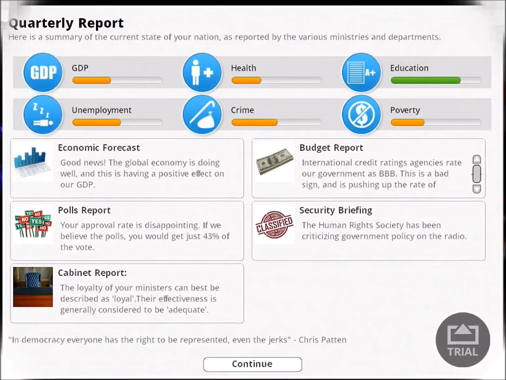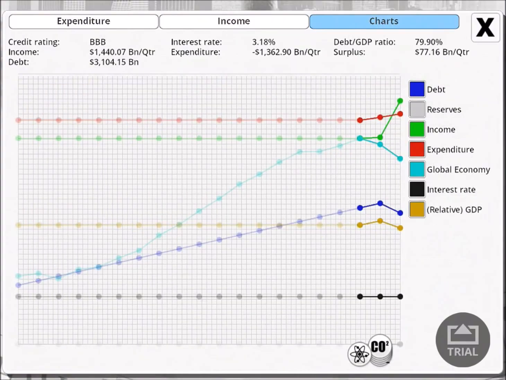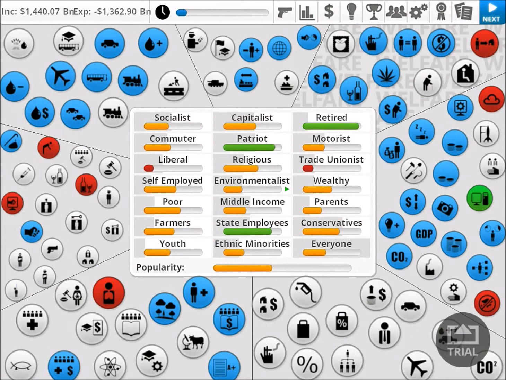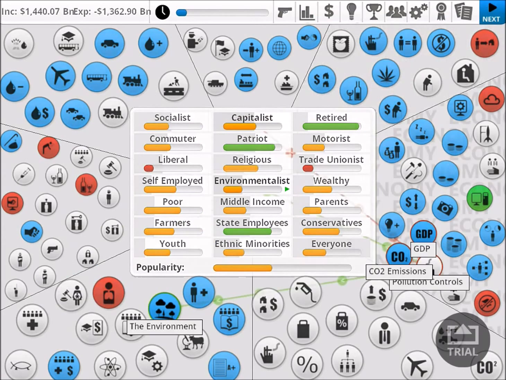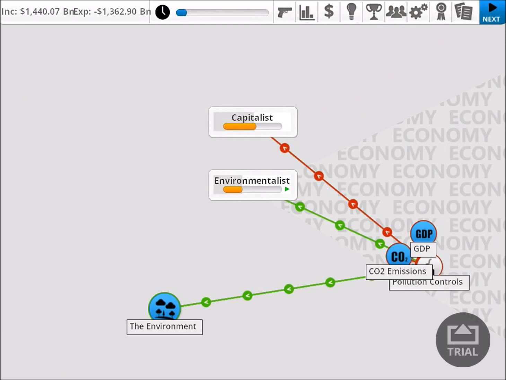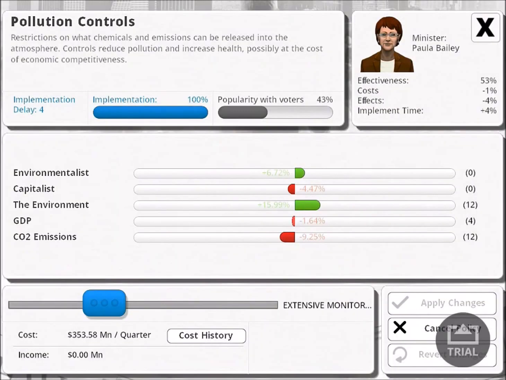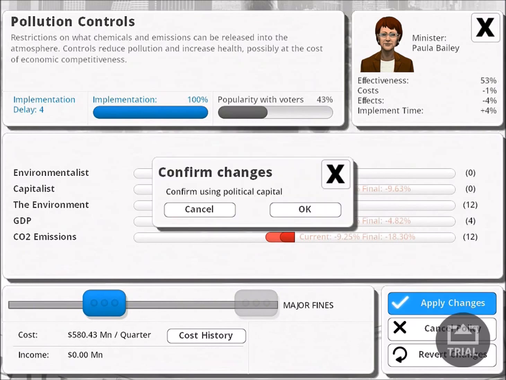I mean, you want high GDP, and when you have high GDP, you get more tax revenue, which is good. Always want to check that budget sheet, and we are currently running a $77 billion surplus per quarter. As you can see, the economy dropped a little bit, but I have a strong prediction that it's not gonna stay the same. Pollution controls, we will implement major fines because we will make air great again.